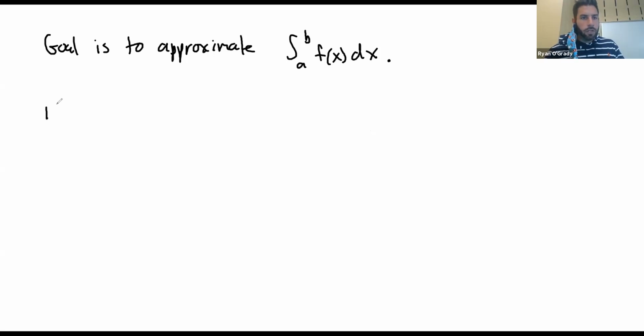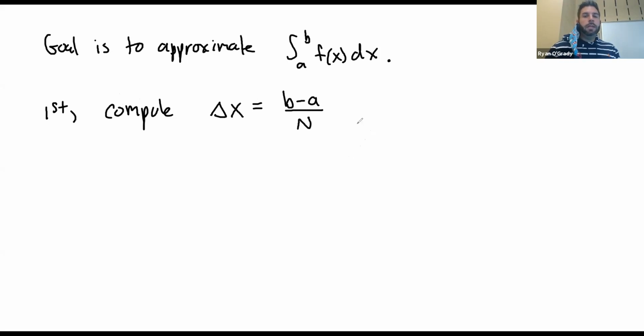The first thing you have to do is compute your delta x. Your delta x is b minus a over n. So this means you need to decide how many rectangles or how many trapezoids or how many parabolas you're going to use. That's your n. Your b and a, you don't get to pick. Those are given to you when you're told what integral you want.